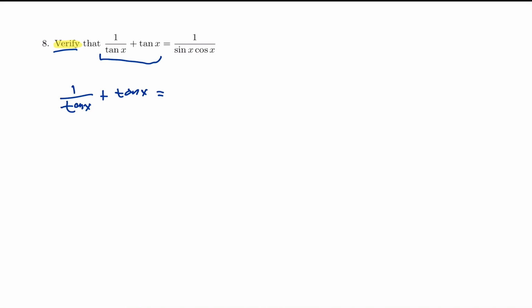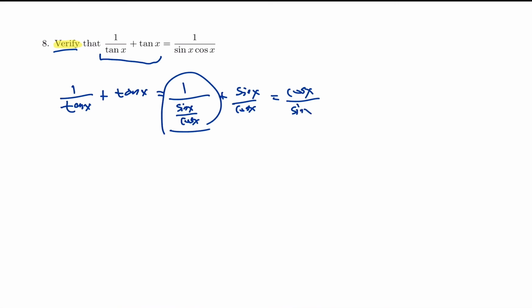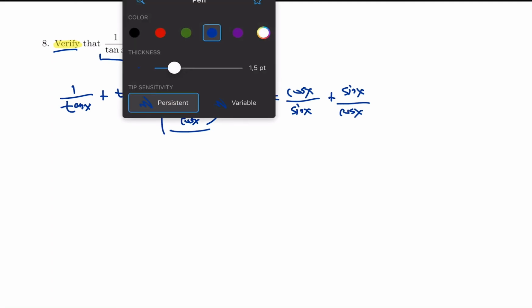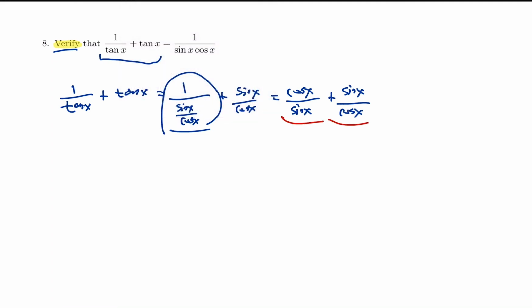Here, I'm going to write tangent as sine over cosine for both of them first. So then this is reciprocal. This is the same as cosine over sine plus sine over cosine. Now we need to combine these 2 fractions. In order to do that, we need a common denominator. For this one, I'm going to multiply by sine x over sine x. Here, I'm going to multiply by cosine x over cosine x.